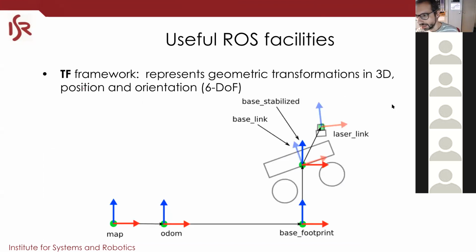TF system. So TF, João mentioned it briefly. The TF system is a framework that lives inside ROS that allows you to very easily do geometrical transformations in 3D. Okay, 3D means 3D position and 3D rotation. This is extremely useful, and I will try to convince you of that.